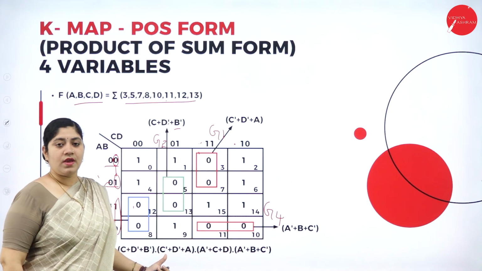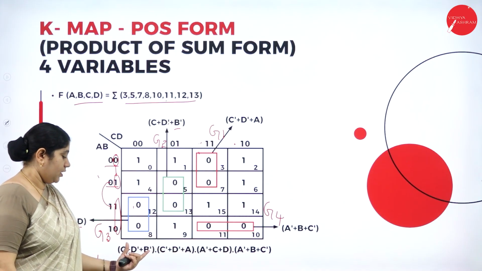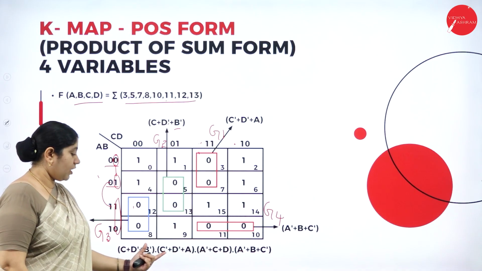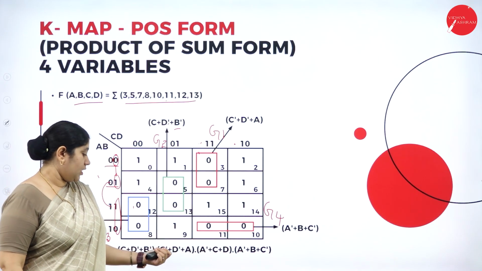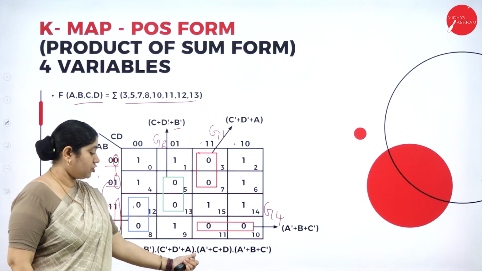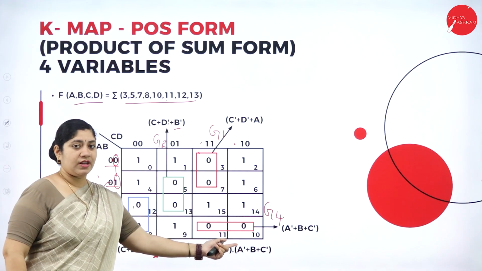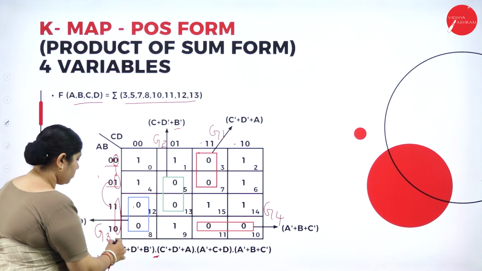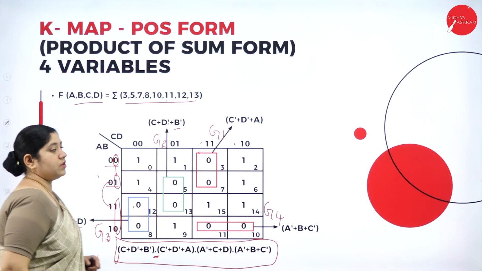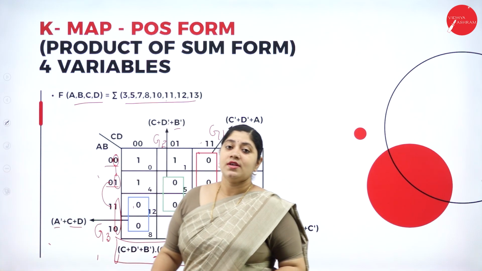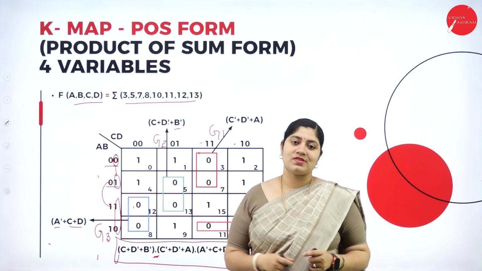So finally, we have to write it all together in a POS form, that is C plus D dash, B dash plus B dash C dash. So here please note, it is a product of sums: C dash plus D dash plus E into A dash plus C plus D into A dash plus B plus C dash. So this is my final value or the result. This is how we will be simplifying the 4 variable K-map under POS representation.